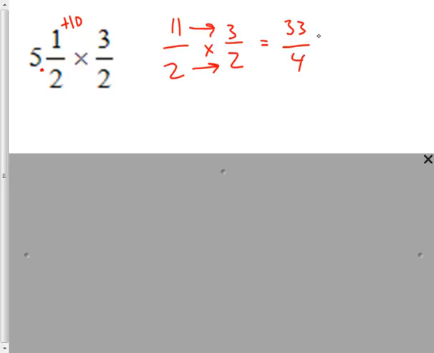Think of your multiples of 4. I know I can go 4 times 8 is 32, so let's subtract 32 to get 1 left. So I'm going to have 8 wholes and 1 out of 4, and that can't be simplified any further.